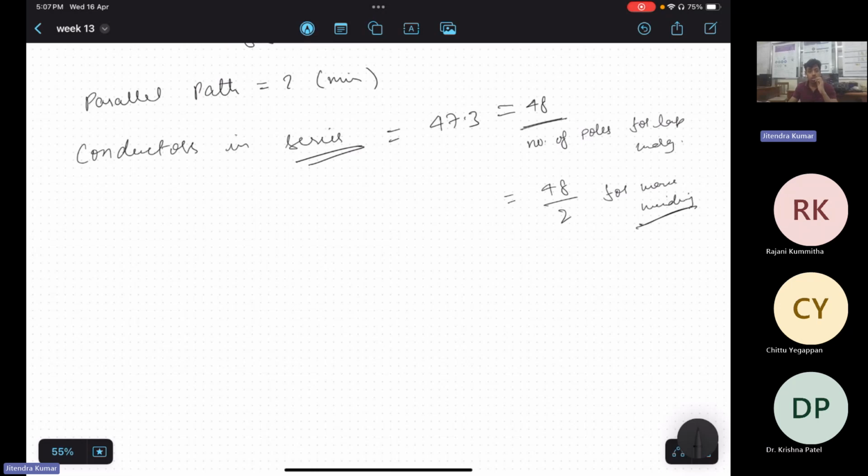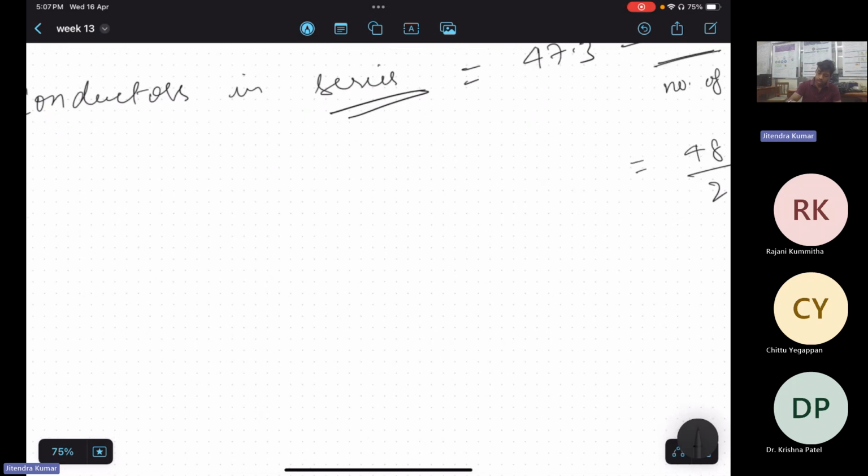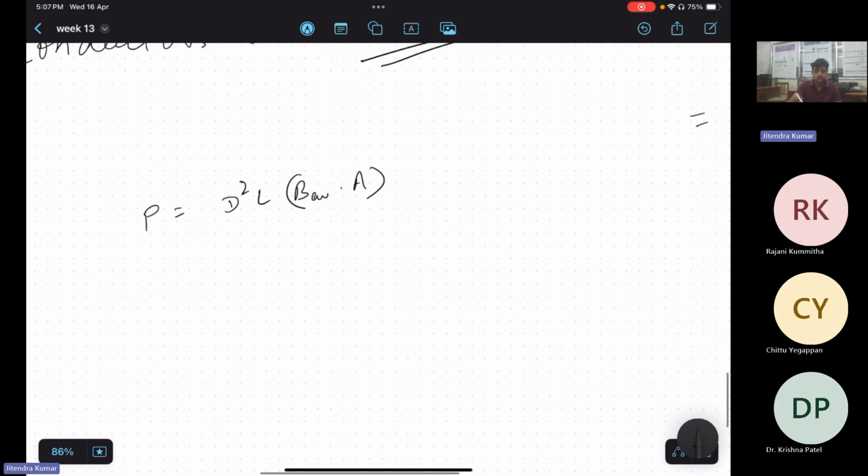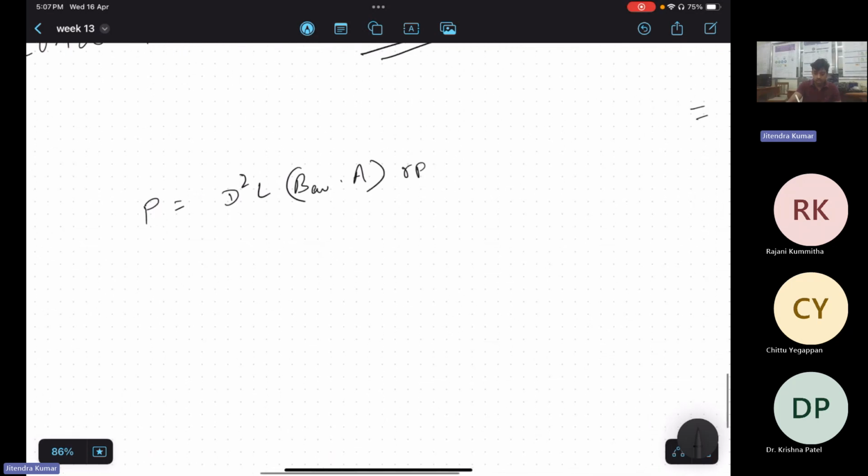Shall we solve it step by step? I'm getting the answer 387, but that is not in the range. So why might it be? You applied this expression: power equals D square L into electric loading into magnetic loading into RPS. Right? You applied this equation.